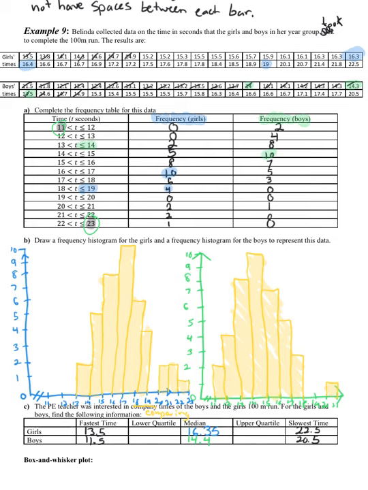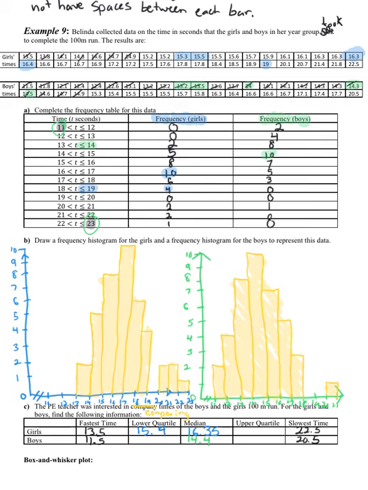So the top half is 20 data points. We want to find halfway in between those 20 data points. So we want to get out to 10. 1, 2, 3, 4, 5, 6, 7, 8, 9, 10. So it's going to be halfway between 13.2 and 13.5 for the boys. And for the girls, it's going to be halfway between 15.3 and 15.5. That's how we identify the lower quartile there.